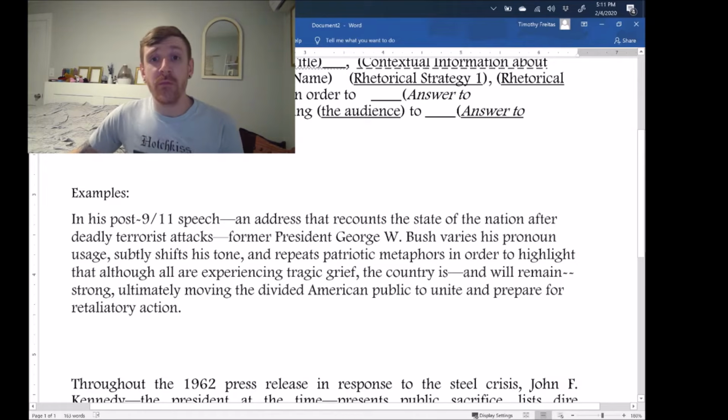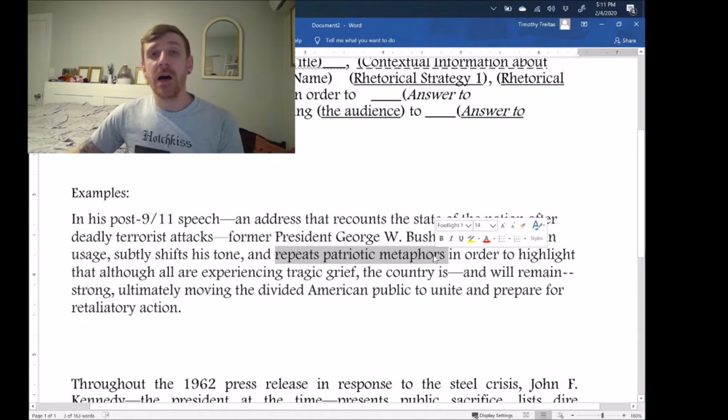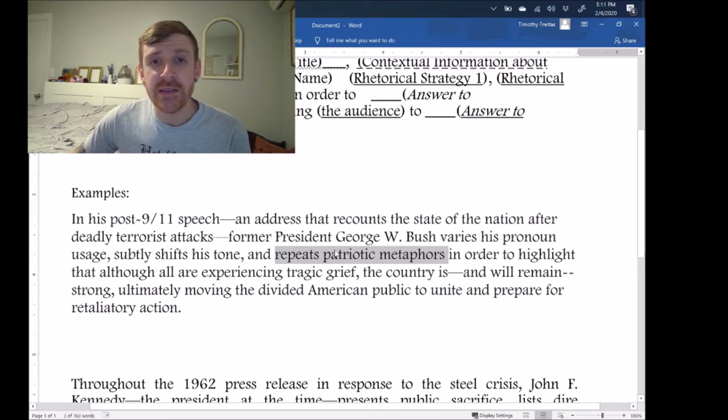Now, this is great because it highlights what the kids have to do. They start with talking about pronoun usage. They then move to subtle shifts in tone, and then repeating patriotic metaphors. That's going to help them as they organize their paper. I've got body paragraph 1, 2, and 3 right here, and each time they need to say, okay, does this varied pronoun usage relate to them experiencing grief? Does it relate to the country being strong? Maybe a little bit of both. Okay. And then does the varying pronoun usage actually help them unite? Does it help prepare them for retaliatory action?